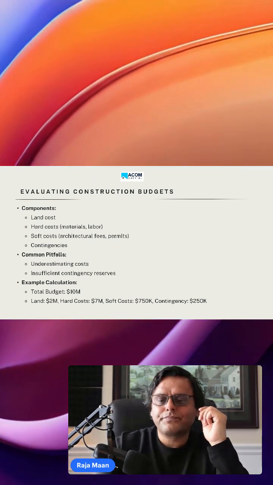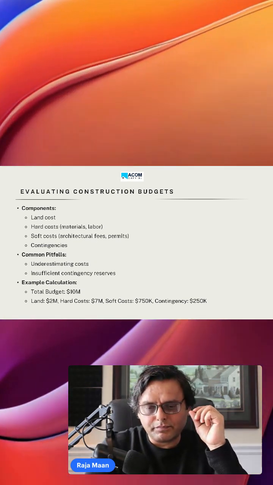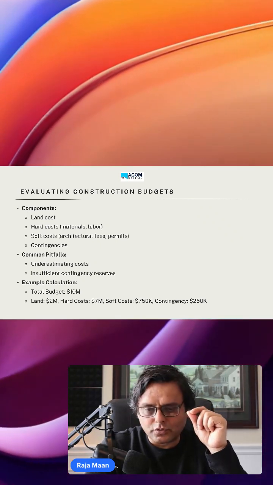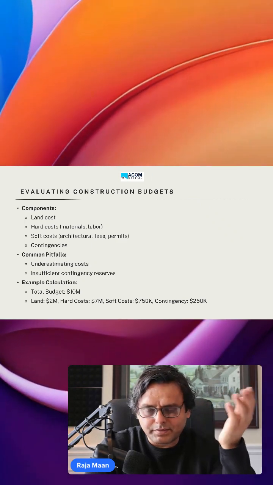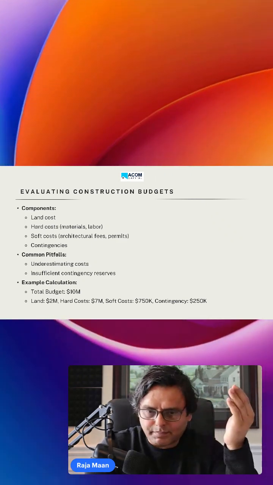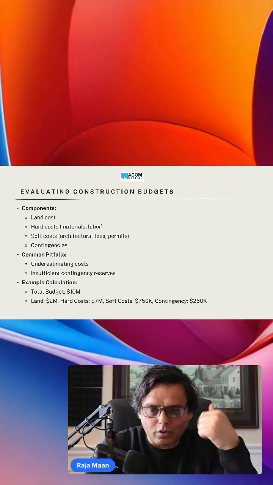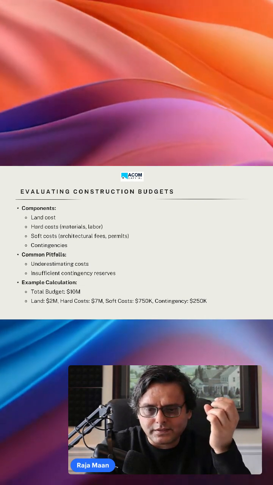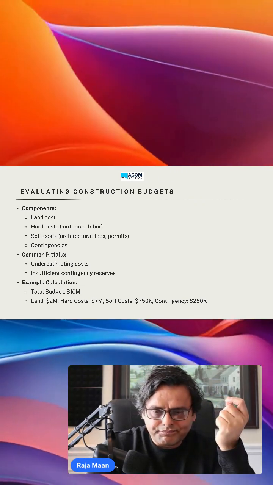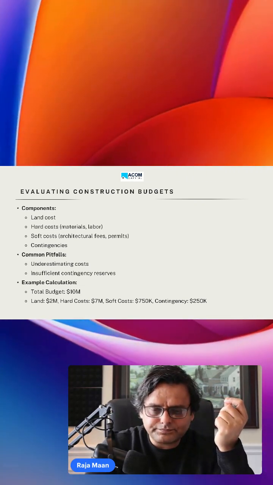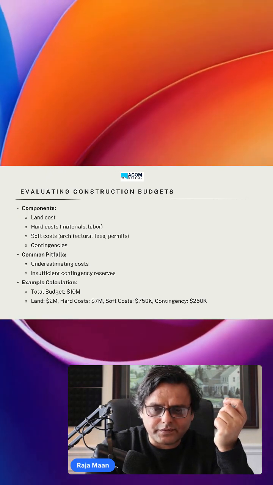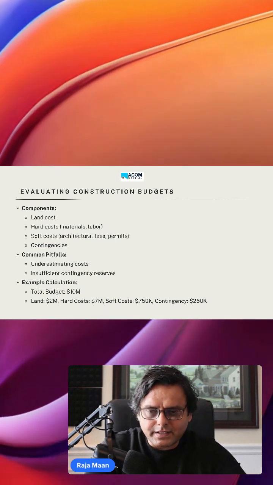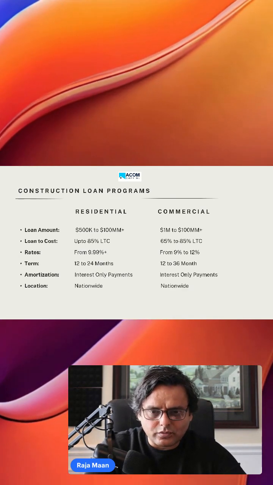So sometimes builders, especially the new builders, they underestimate the cost, always on the lower side. They think they can build a project in a certain amount, but it goes up in expenses. Always it does. Even the experienced builders do that. Example calculation: total budget $10 million, land cost 2, hard cost 7 million, soft cost $750,000, contingency $250,000. It becomes a $10 million budget. This is very basic information for builders. They already know these things.